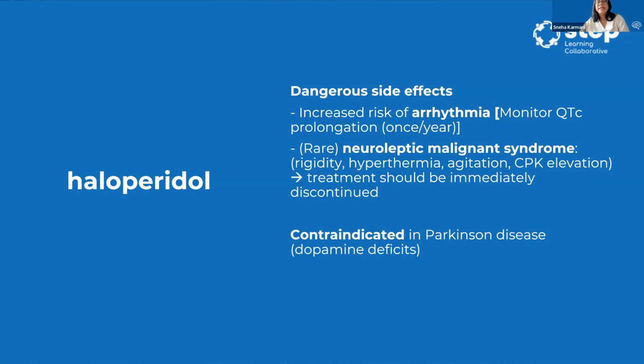Some dangerous side effects like arrhythmias, neuroleptic malignant syndrome. You need to identify these. So important to do an EKG, monitor their QT, corrected QT intervals. At least EKG should be done once a year. If you see any symptoms like rigidity, hypothermia, agitation, you should check for their CPK levels or creatine phosphokinase levels and immediately discontinue the drug because this is life-threatening. Also, you would not give it to a patient with an existing movement disorder like Parkinson's disease.